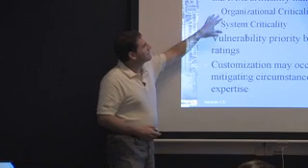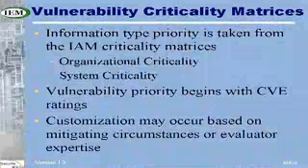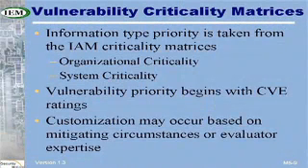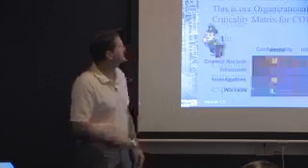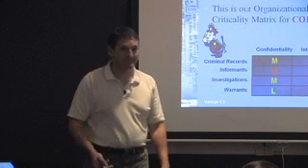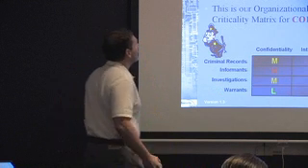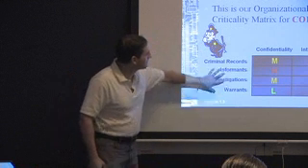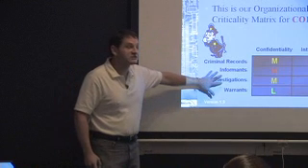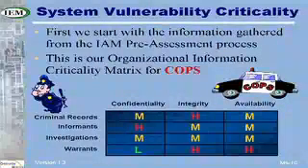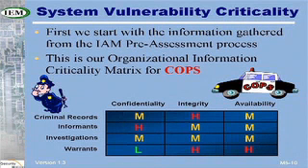So we're bringing in the information from the IAM. And we're actually going to use COPS as the example for building this, and so you'll be able to see that here in a few minutes. We're bringing in the CVE ratings and customization based on you. So let's do our example of COPS. In the IAM, we used COPS as an example. We created an organizational information criticality matrix. It had 4 information types. We addressed confidentiality, integrity, and availability for those 4 information types.